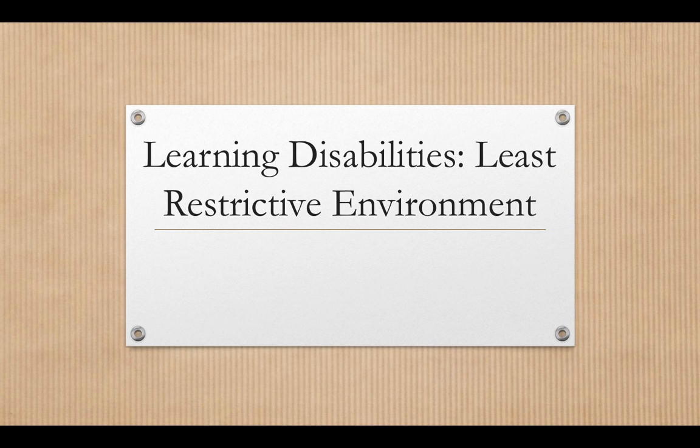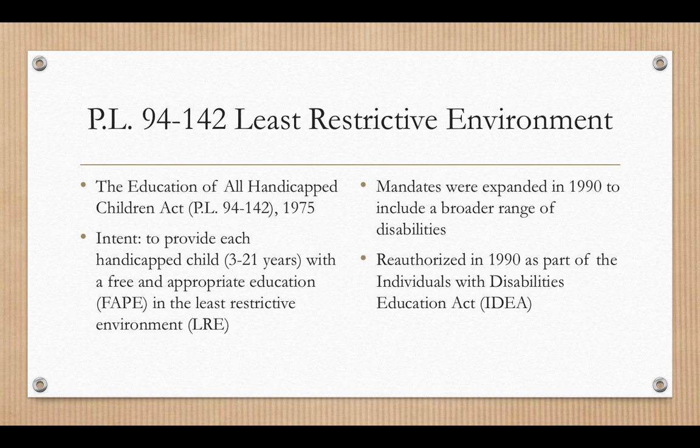Learning disabilities in the least restrictive environment. So, PL 94-142, least restrictive environment, is the Education for All Handicapped Children Act, which was in 1975. The intent was to provide each handicapped child, 3 to 21 years, with a free and appropriate public education in the least restrictive environment. Mandates were expanded in 1990 to include a broader range of disabilities, and then also in 1990 it was reauthorized as part of the Individuals with Disabilities Education Act.